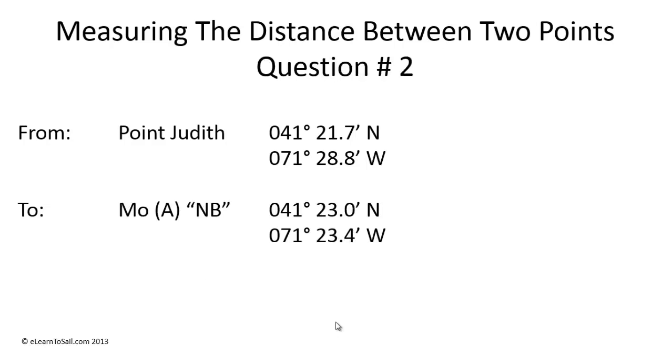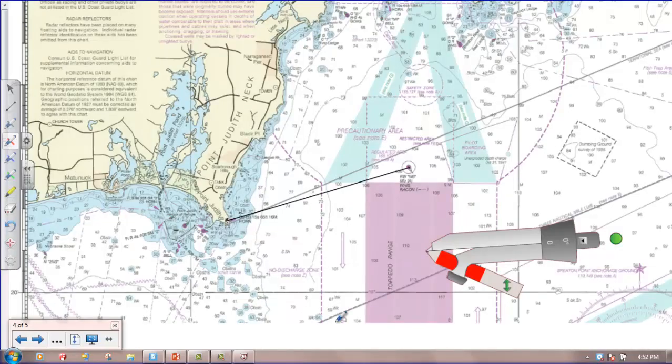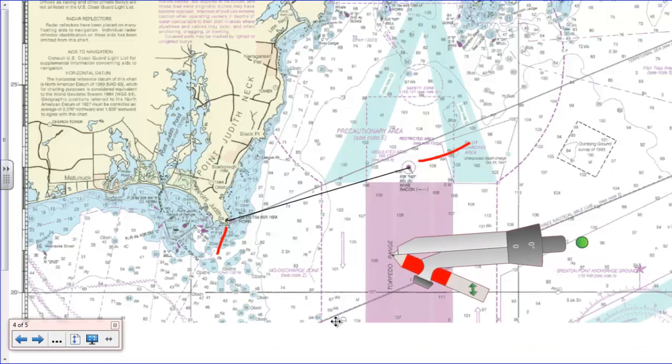Let's do a second. Let's go from Point Judith to the Morris A and B light. So we're now going from Point Judith to this Morris A and B light. Try pausing this video and doing it yourselves and then watching the answer after you've figured it out for yourselves. All right, we're going from Point Judith to the Morris A and B light. So we follow the same procedure.